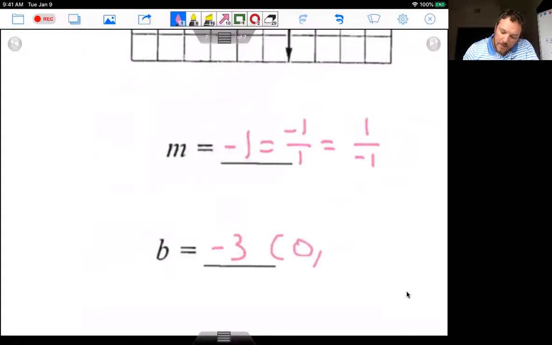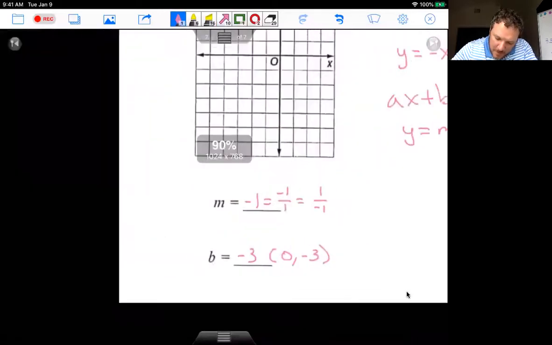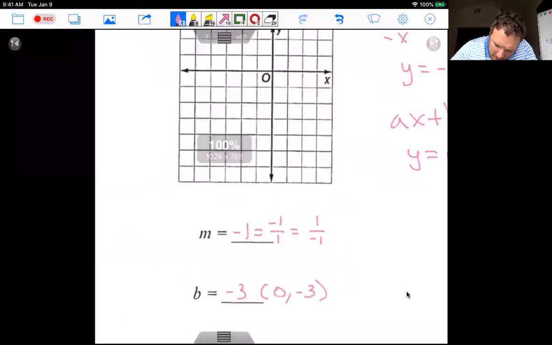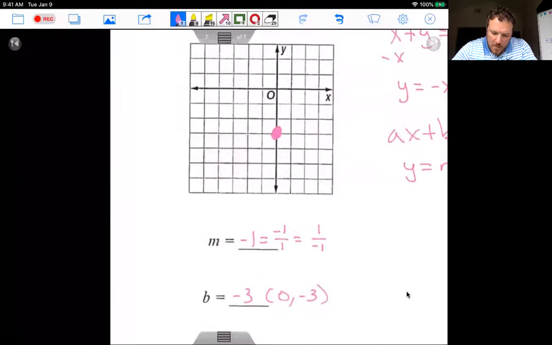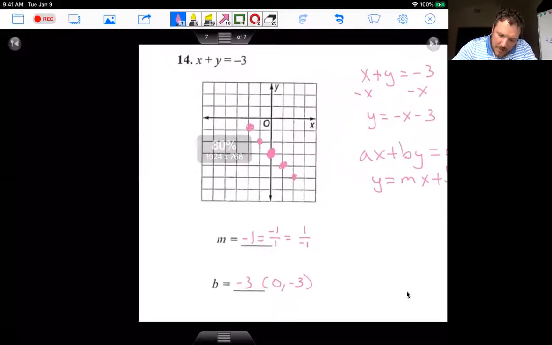So that's 0, -3, right? So I'm going to mark that y-intercept. Always mark it first. And so my slope, I'm going to go down 1, right 1, down 1, right 1, or I'm going to go up 1, left 1, up 1, left 1. And I have my line. Boom.